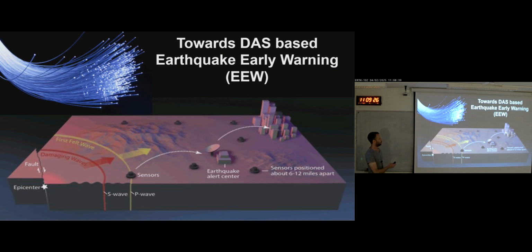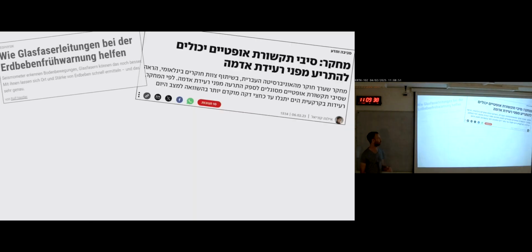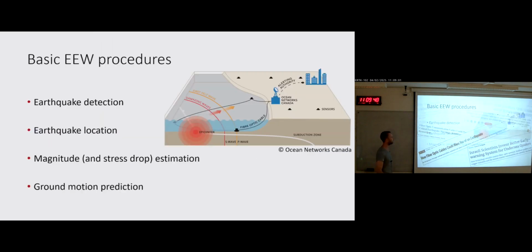And what I'm showing you here is how we can use this fiber-based technology to improve early warning. So I'm showing results from this paper. It was actually published a few days before the 2023 Turkey earthquake, so it caused a lot of media attention, because it can really improve the alert time for earthquakes by roughly 30 seconds in some cases.